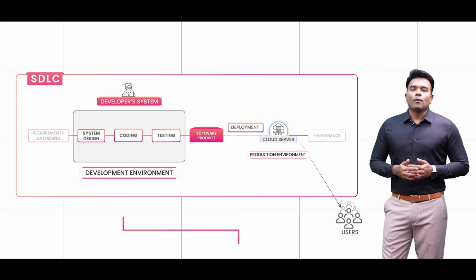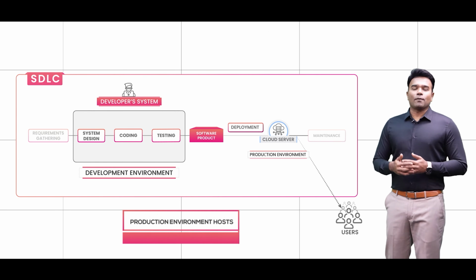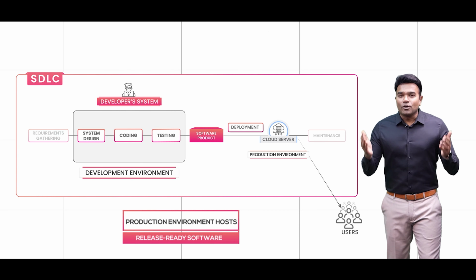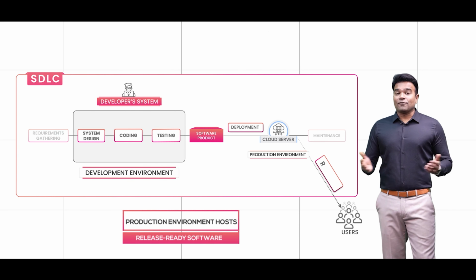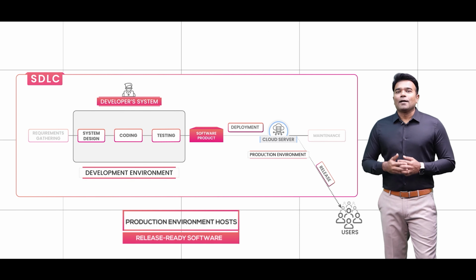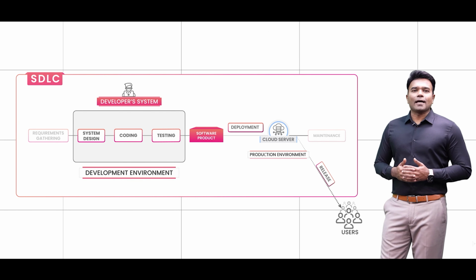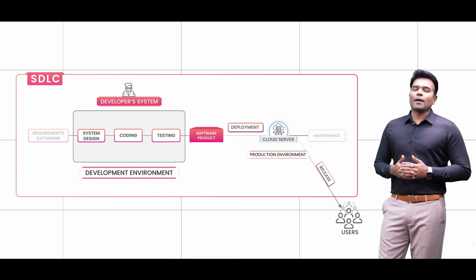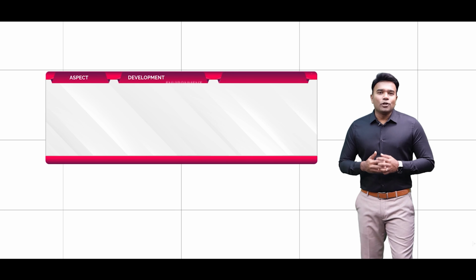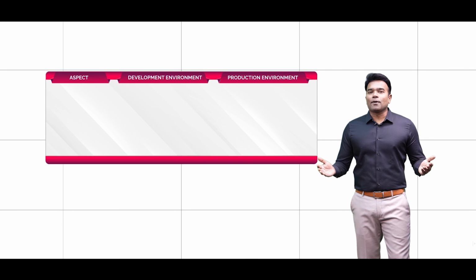And let me tell you that if and only if the software product is present on the production environment, it is ready for release, and the users can actually download it and install it on their respective systems. So all said and done, let me, in a tabular format, tell you what really is the difference between the development environment and the production environment.